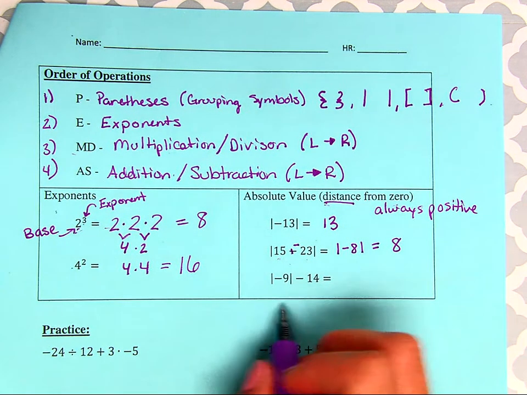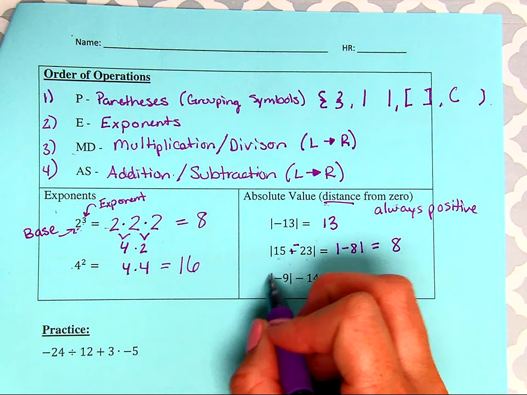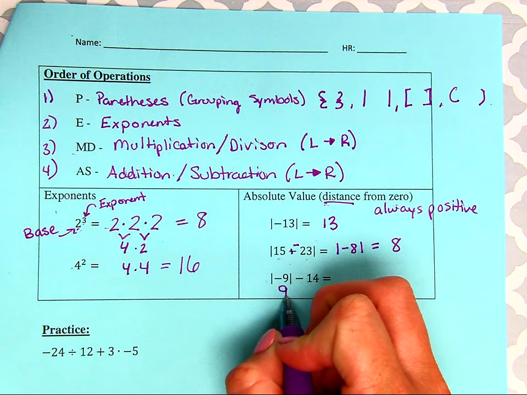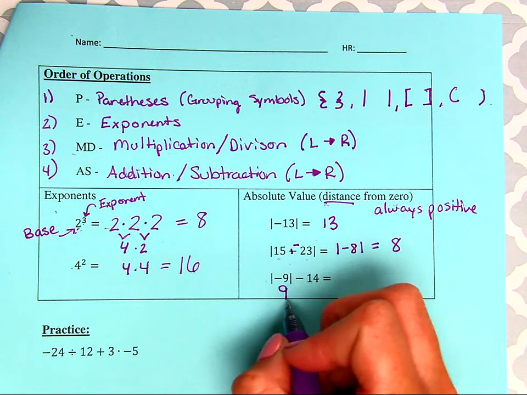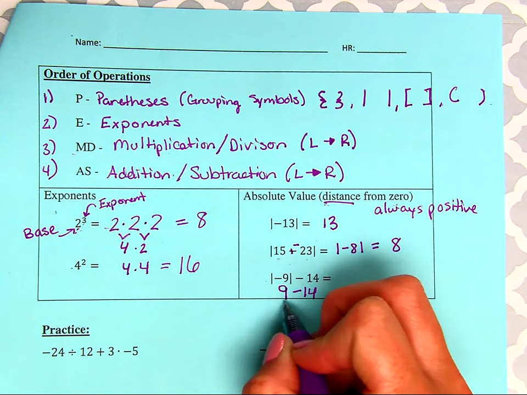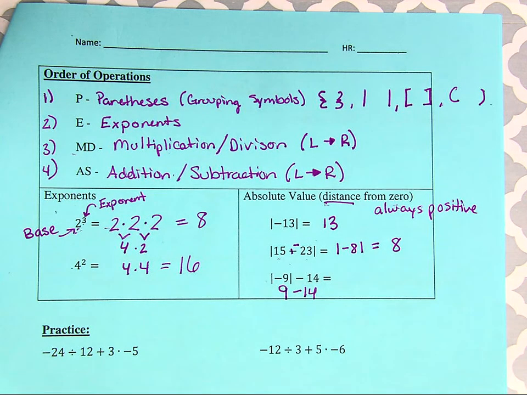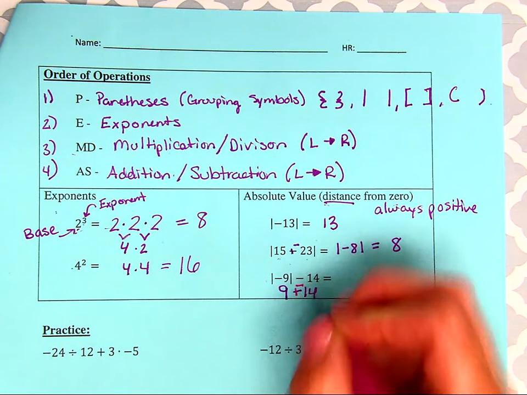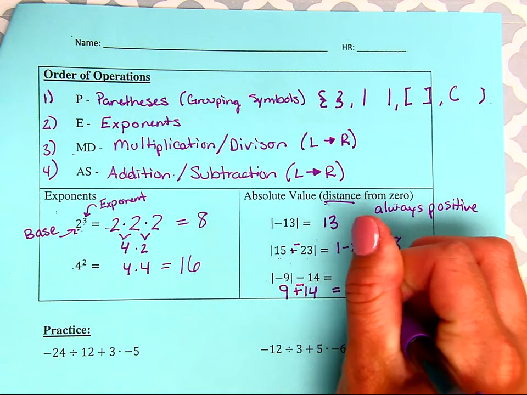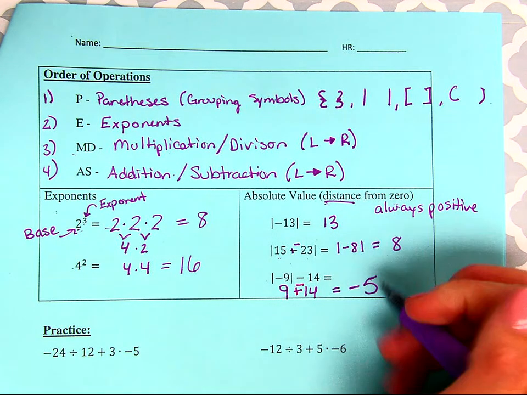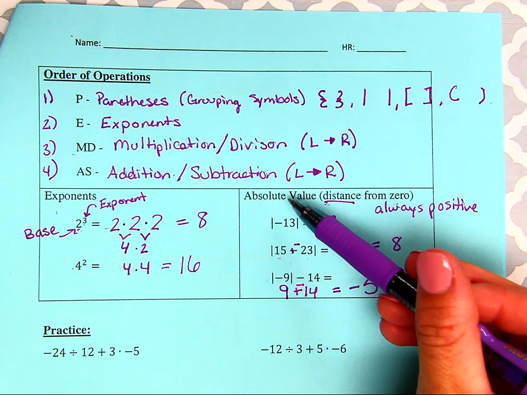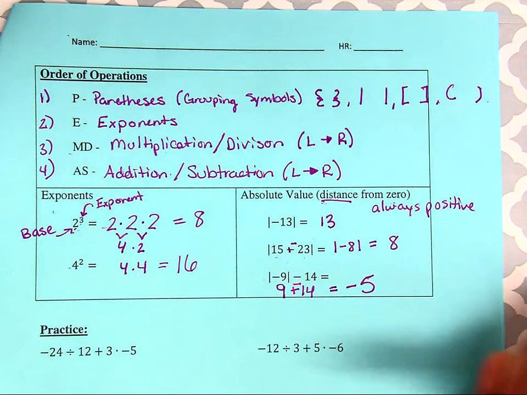Here we have to do our grouping symbols first. The first thing that happens is this 9 becomes positive. The absolute values go away after we do that, and then we're going to subtract 14. Here I've got to keep change to see that our answer is a negative 5. So you can get a negative answer when you have problems that have absolute value. It all depends on the order you have to do those things in.